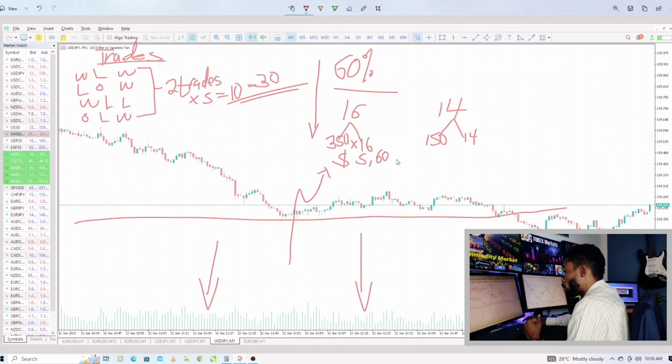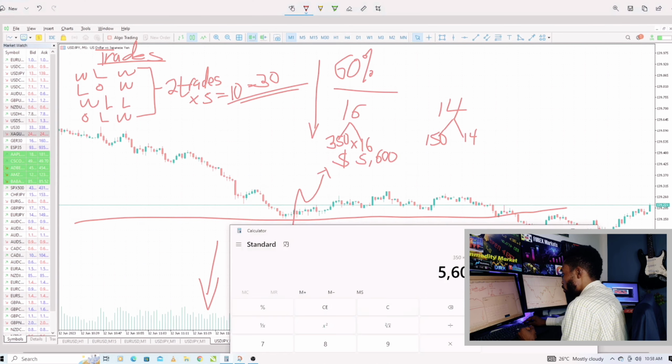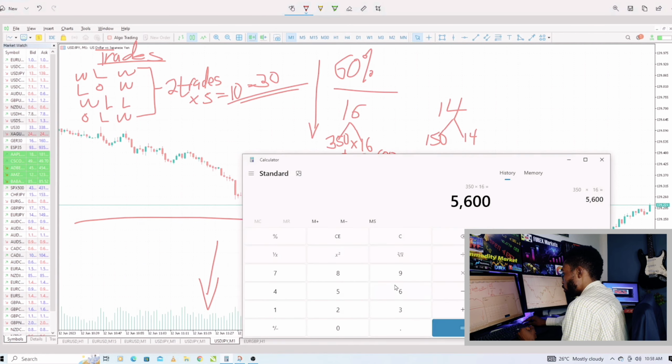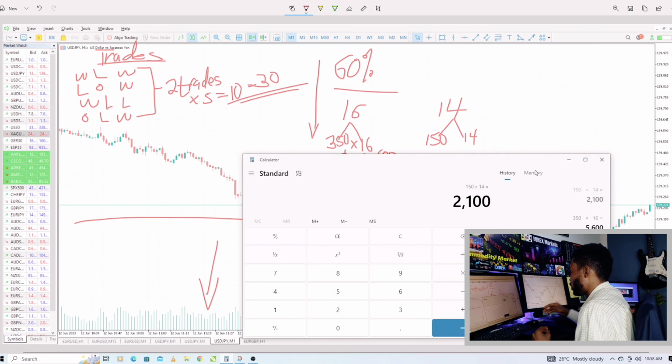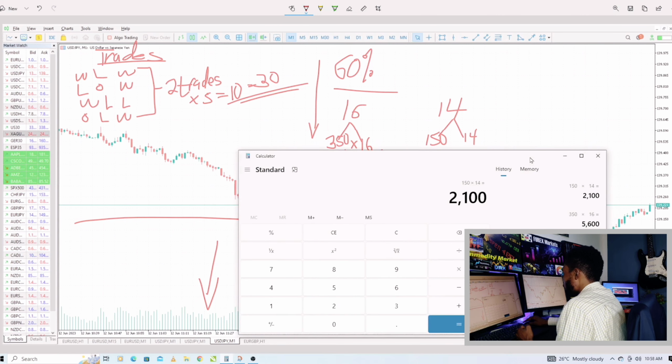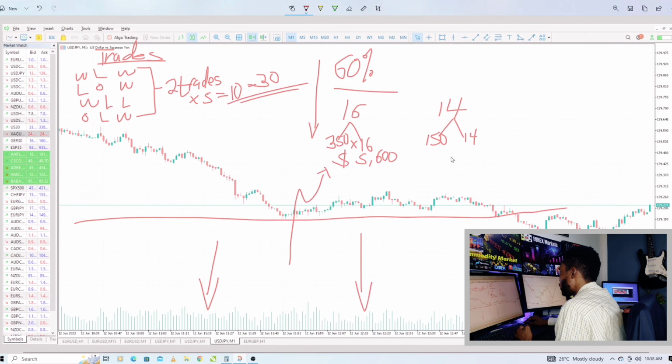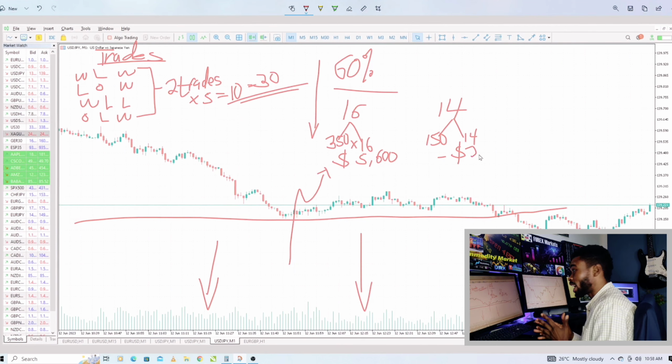150 times 14. Let me put my calculator and calculate it. So 150 times 14, 2,100. 150 times 14 will give you 2,100. So here will give us minus 2,100. Now, these are all our losses and these are all our wins.